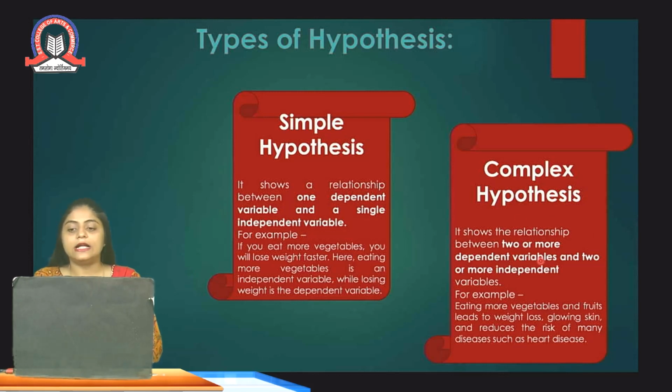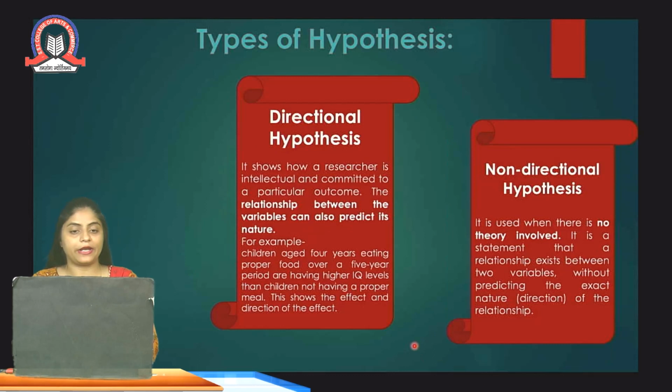Complex hypothesis. In this, two or more dependent variables and two or more independent variables are there. Like eating more vegetables and fruits leads to weight loss, glowing skin, and reduces the risk of many diseases such as heart diseases, etc. So, many dependent variables and many independent variables.